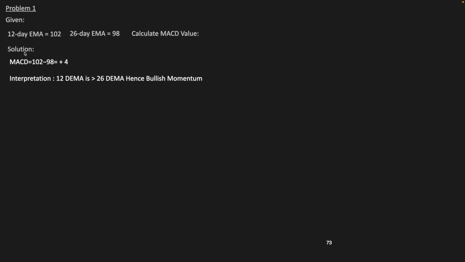So how do we calculate? Simple. As per the formula, you take the difference between the 12-day exponential moving average and the 26-day exponential moving average, which is 102 minus 98, which is 4. Now just calculating is not good enough; you have to interpret it also. What are we interpreting? It is a positive value. What does a positive value mean? The market is generally in the upward direction, or it is trending up, or the market is generally strengthening. The second interpretation is that the 12-day exponential moving average value 102 is greater than 98. So the shorter moving average is greater than the slower moving average.